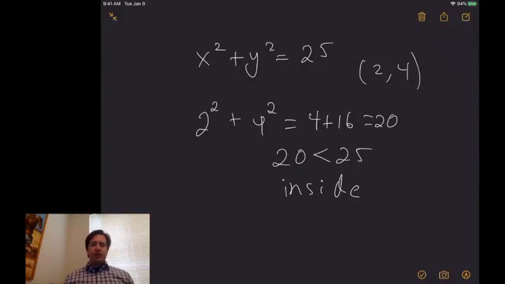It's a question that my class will be asked, and you may be asked in your class: what about this point? Inside the circle, outside the circle, on the circle? So just plug in the coordinates for x and y in your circle equation and figure out, is it greater than, less than, or equal to the radius squared.